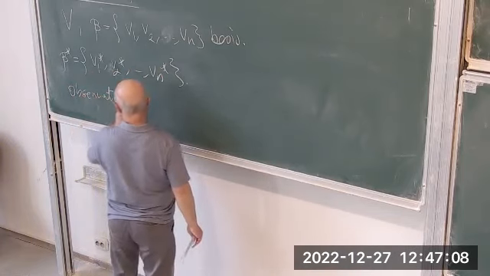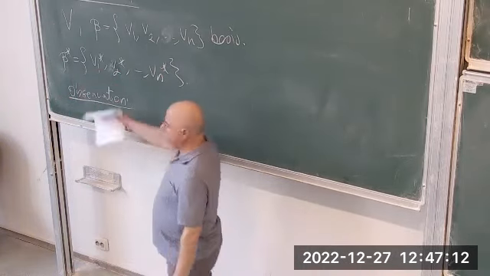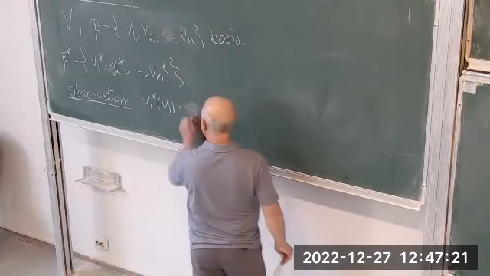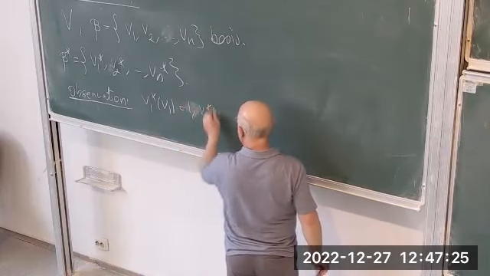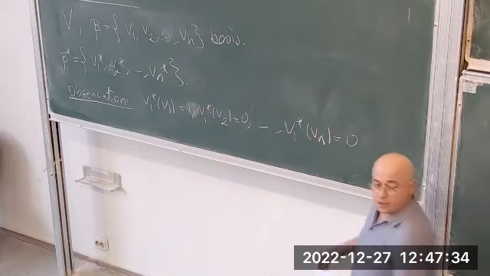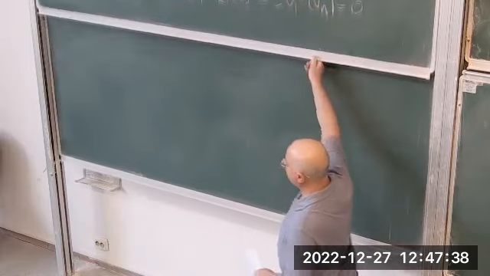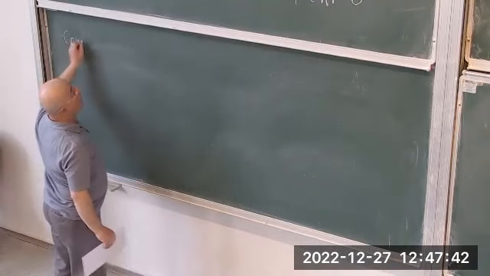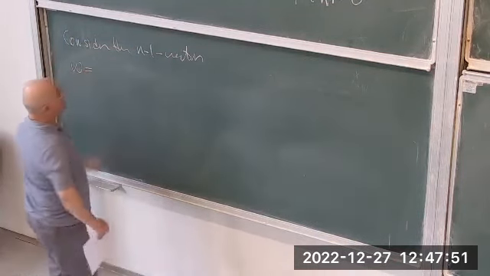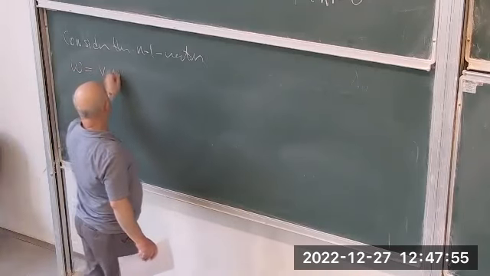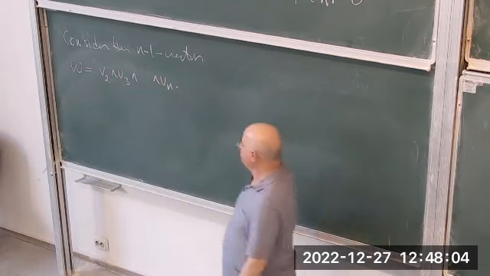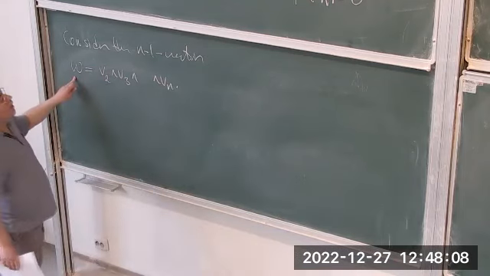Observation. For example, let's consider V1 star. On V1, this is 1, not 0. And on the other vectors, V1 star of V2 is 0, and V1 star of Vn is 0, right? There is another object which does exactly the same. What is that? Now consider the n-1 vector W, which is just this element, V2 wedge V3 wedge up to Vn.